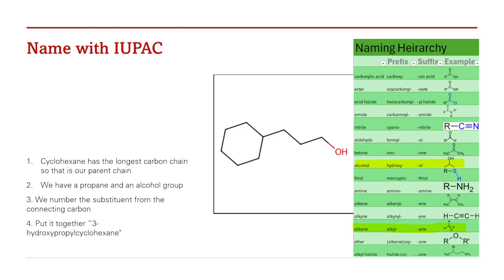In step 3, we need to number our molecule. Since we have a substituent chain, the numbering for it always starts in the carbon that is connected to the parent chain. Since this one is connected to the parent chain, we're always going to start from 1 here. Now we need to name. Because the alcohol group is not the parent chain, we need to use the prefix hydroxy.